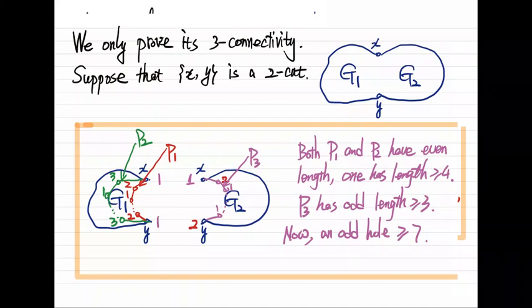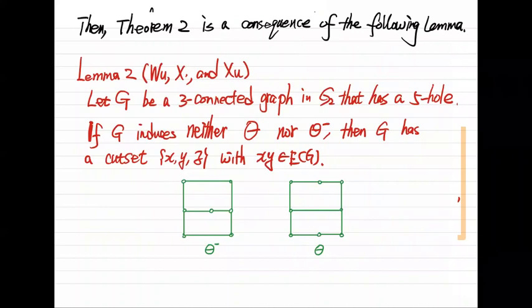Next, we prove the following structural lemma. Then combining this lemma with lemma 1, we can show theorem 2. In this lemma, we show that if G2 has a three connected graph, it has a 5-hole. If it does not have a 5-hole, then it's bipartite, and then it's two colorable. So if G induces neither theta nor theta minus, then G has a cut set X, Y, and Z such that X1 is adjacent.